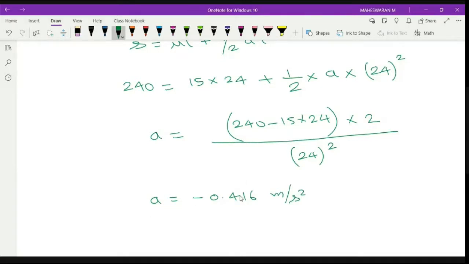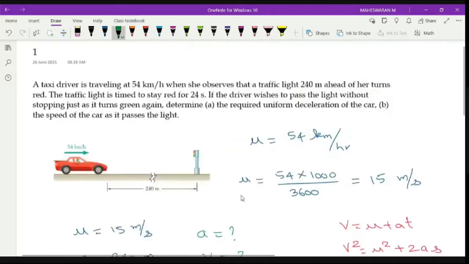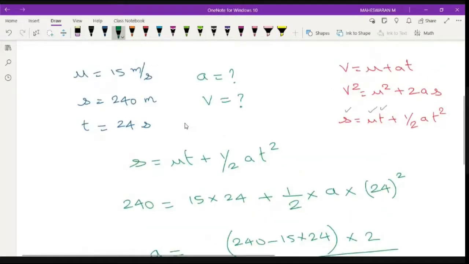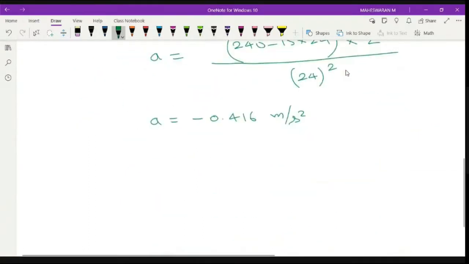Very good. Now we have identified the first data. The next one is speed. They are asking for speed now. Speed is related to your final velocity, so I can use the first equation, v is equal to u plus at.